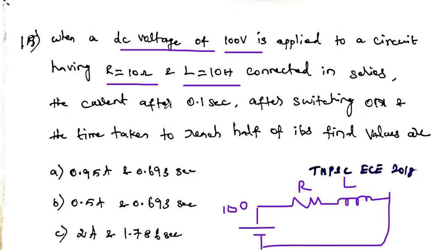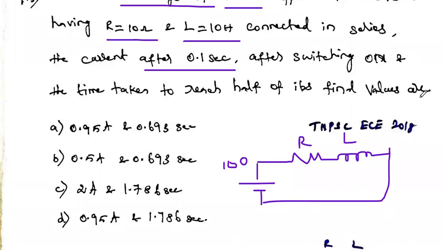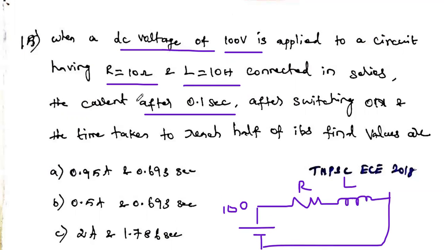So in the series RL circuit, the current after 0.1 second after switching on, and the time taken to reach half of its final value are dash. Okay, so here the question is, what is the current after 0.1 second? The current flowing through this RL circuit, we have to find out at time t equal to 0.1 second. It is one question. And the next question, the time taken to reach half of its final value.